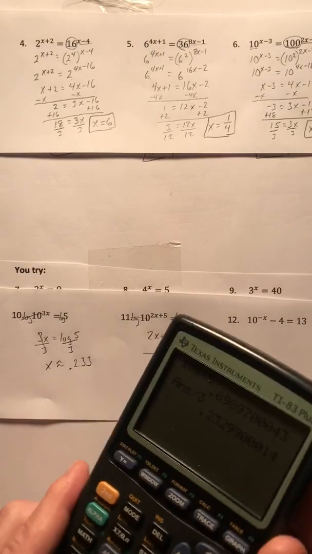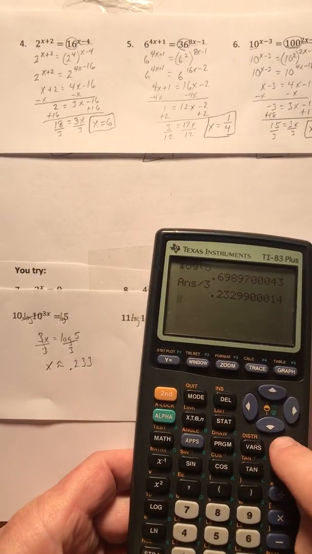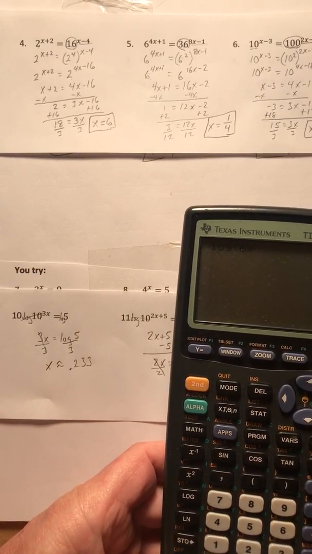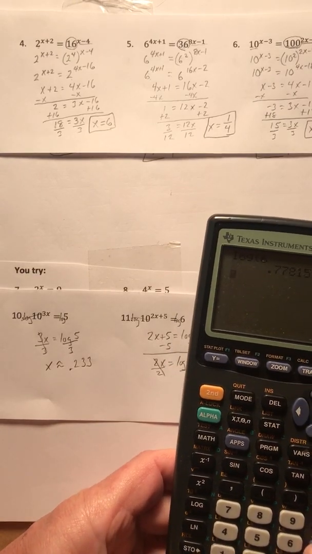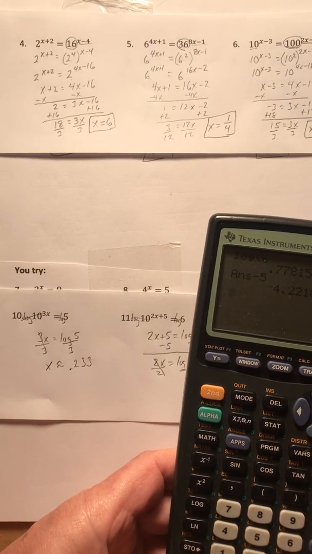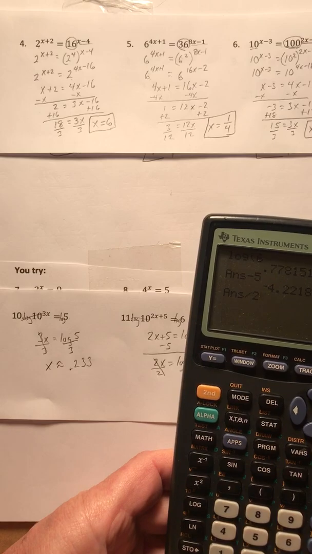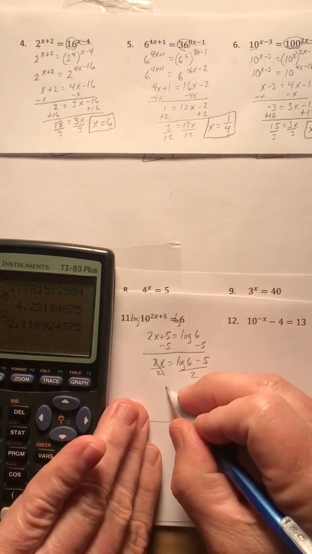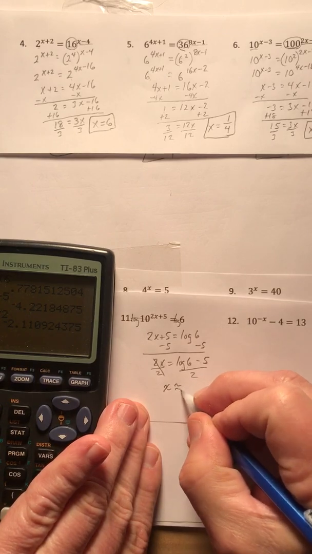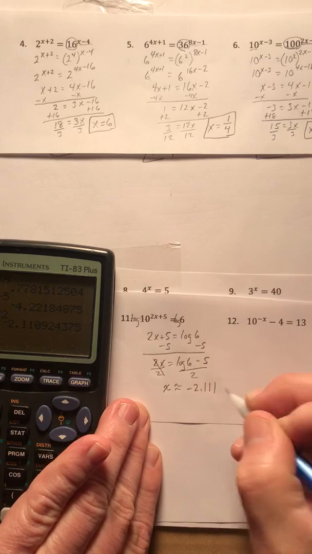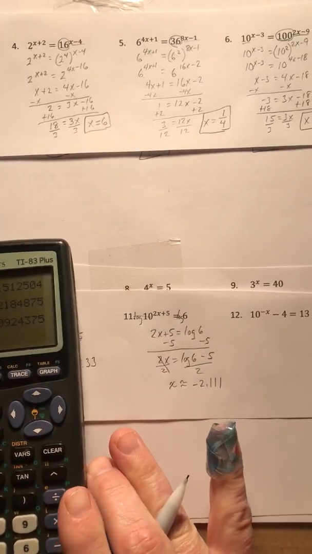So again, putting that in the calculator looks like this. We have log 6, enter, minus 5, enter, divided by 2, enter. So I got that x is approximately negative 2.111.